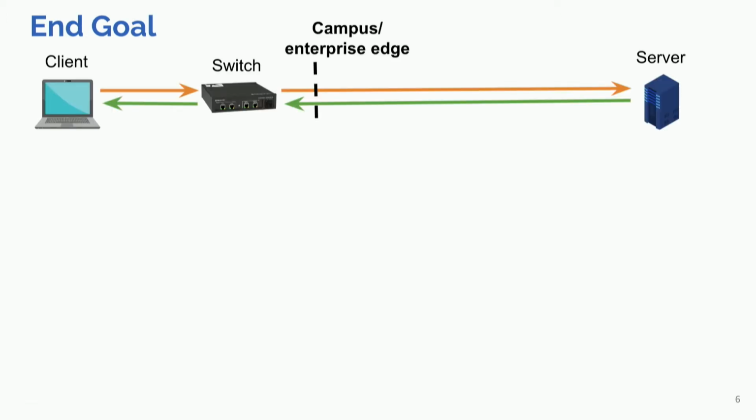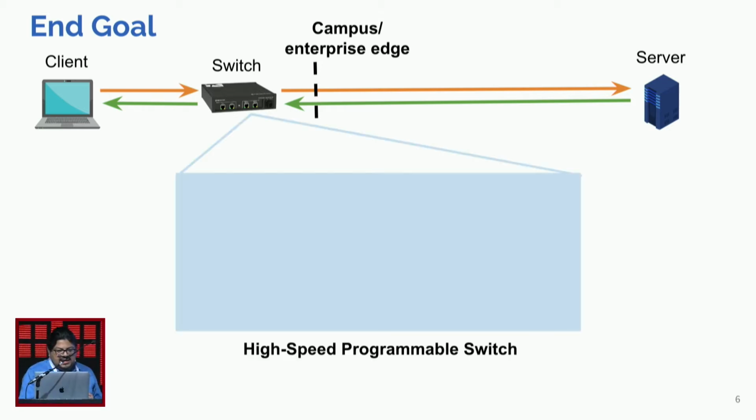So what is the end goal? What is our vision with this? So let's say the client and the server are communicating, and there is a switch at the campus or enterprise edge. And let's be optimistic and say that this is a high-speed programmable switch, which is increasingly the case these days.